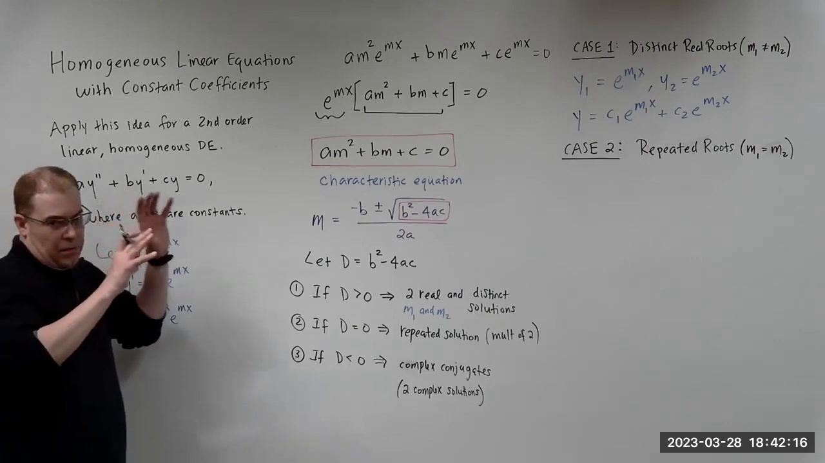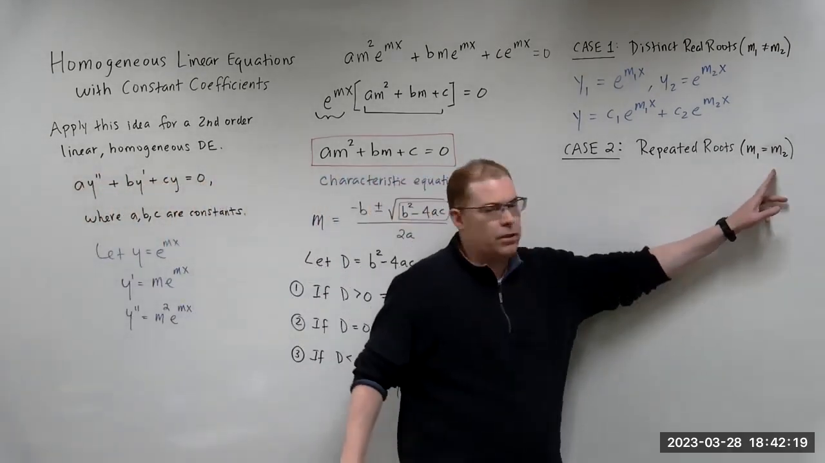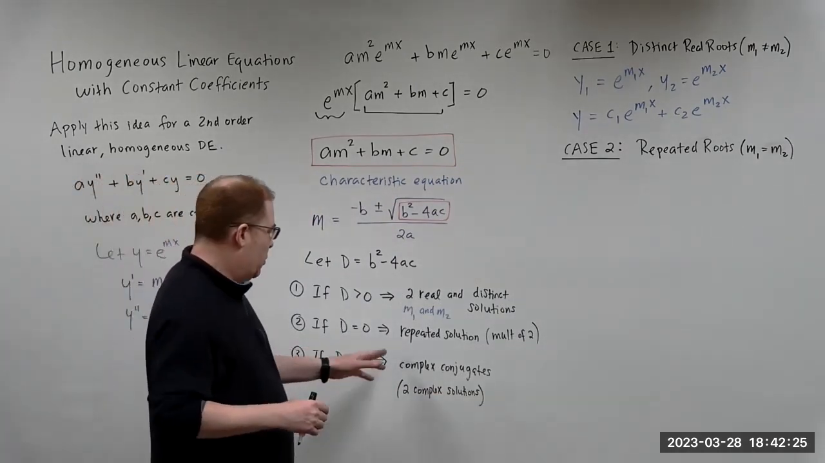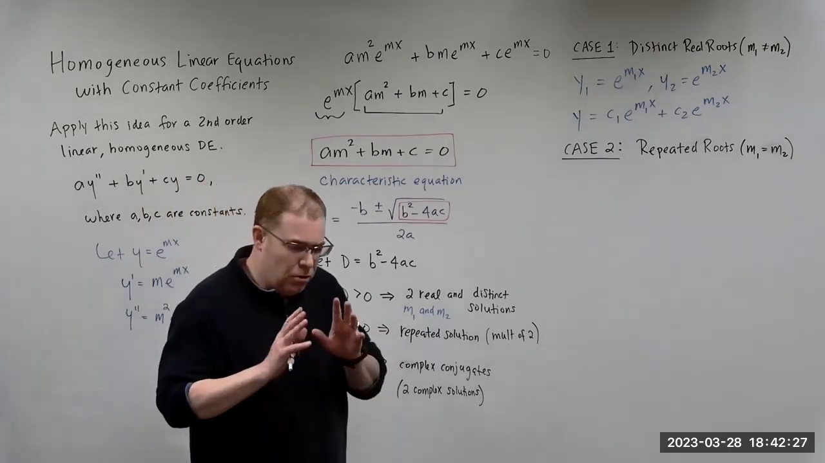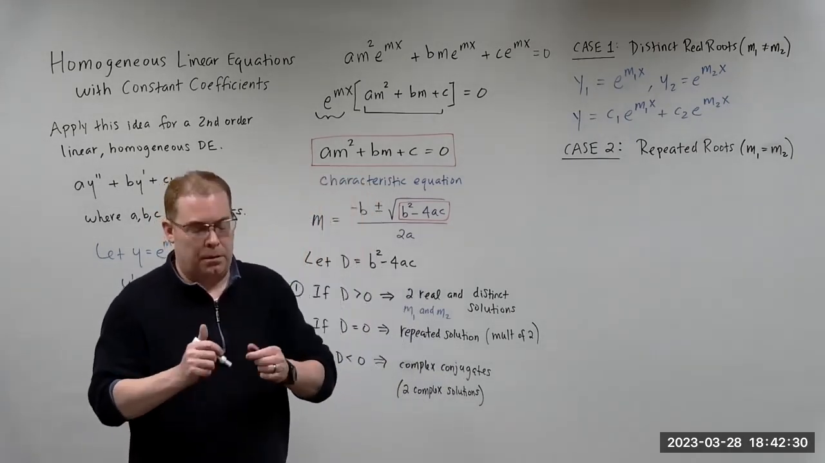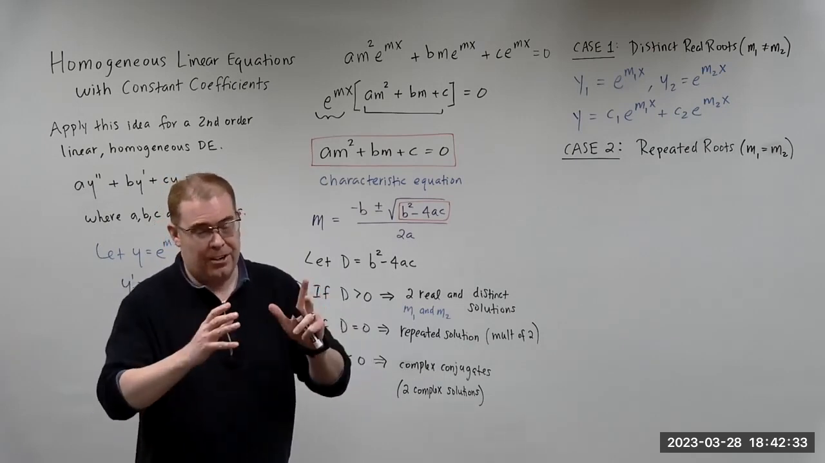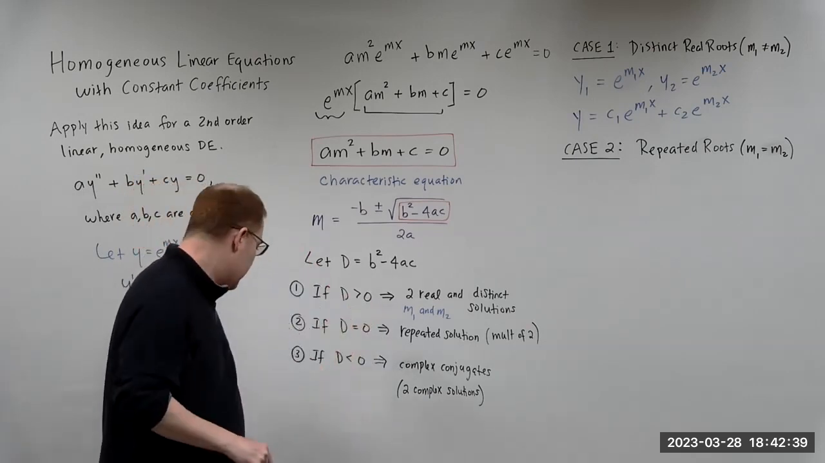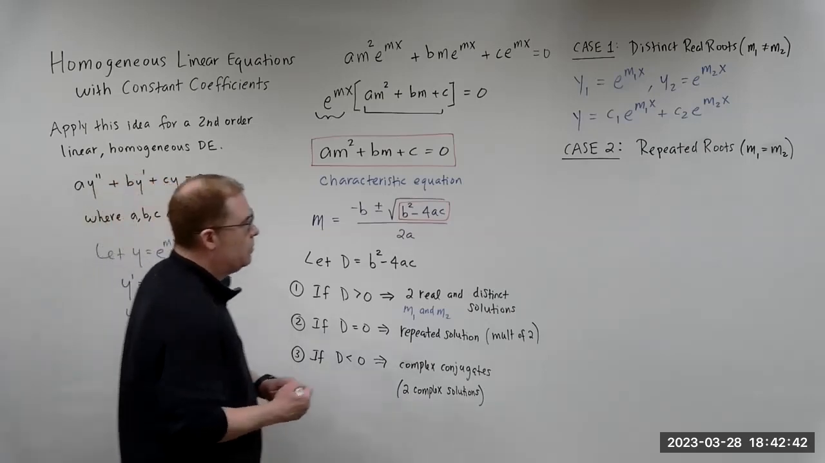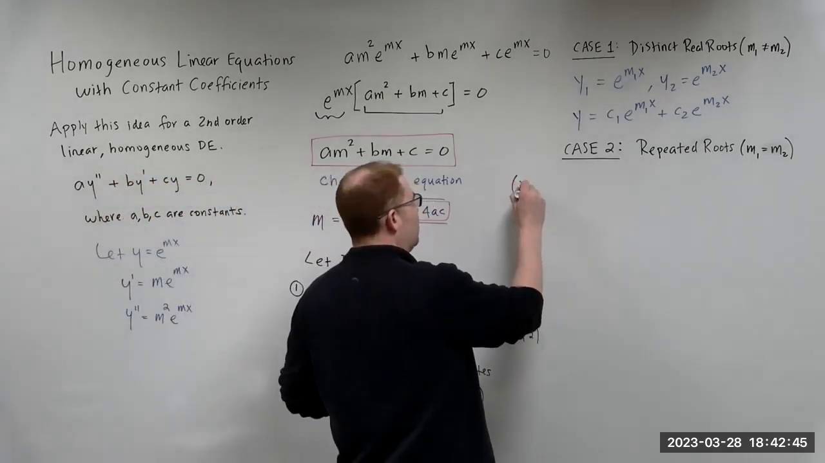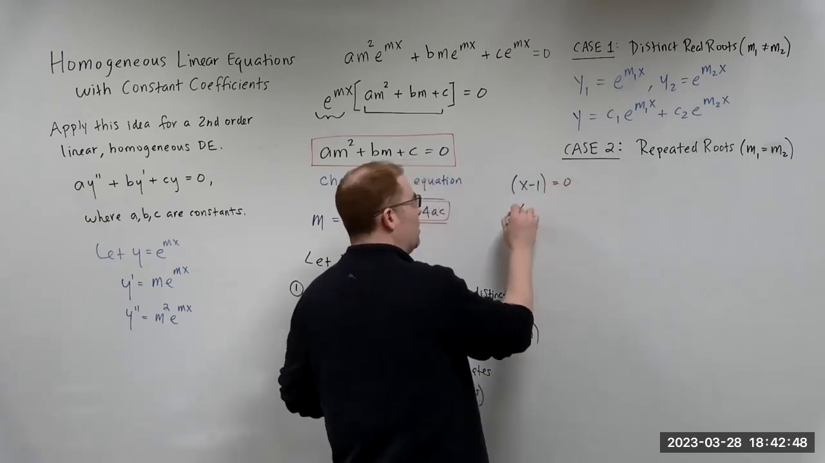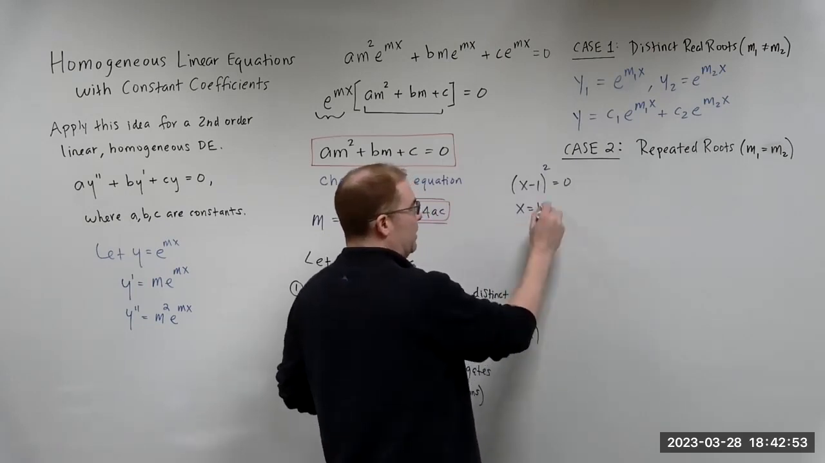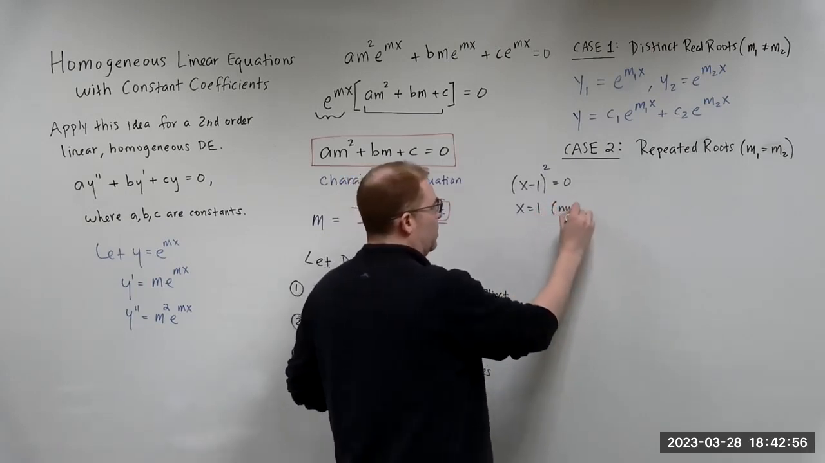Now this seems kind of strange, but you have to count it twice, because when your discriminant is zero, if you vaguely remember from pre-calculus, when you factor it, you end up with something like, for example, x minus 1 to the power 2. So for example, you have x minus 1 squared equals 0. When you solve this, you get x equals 1 with multiplicity of 2.